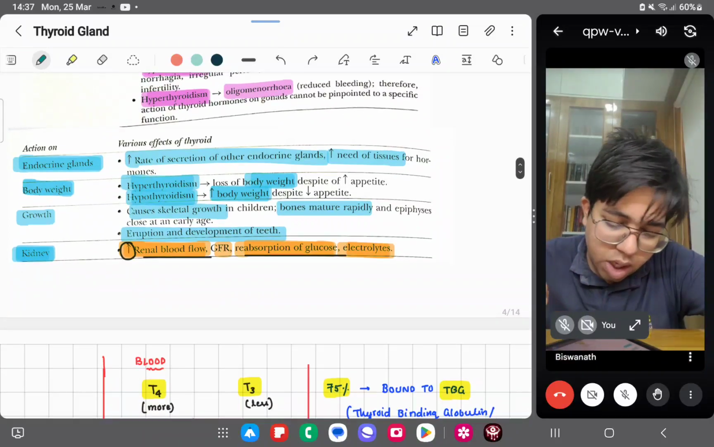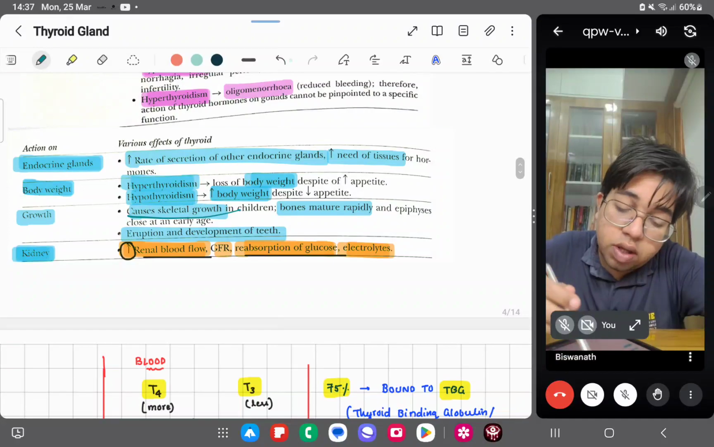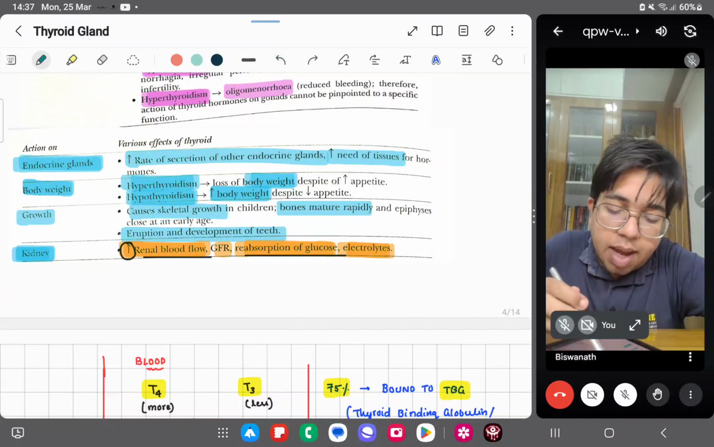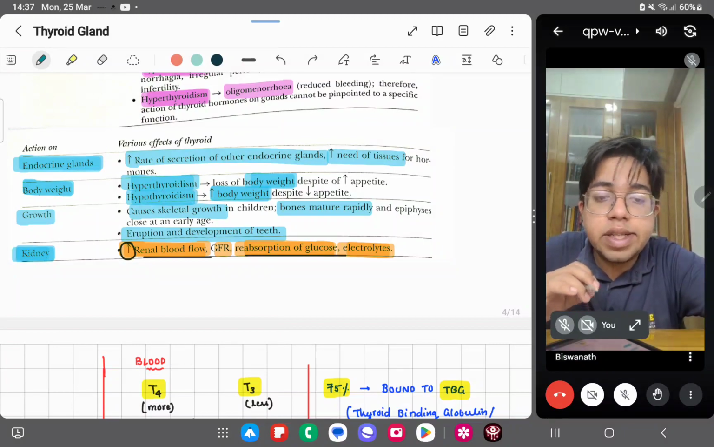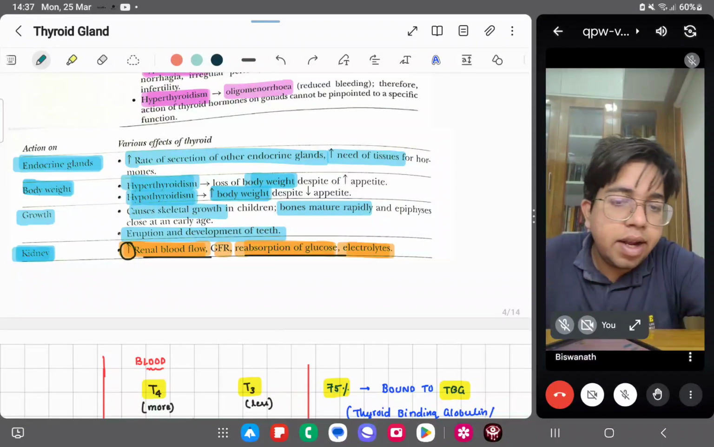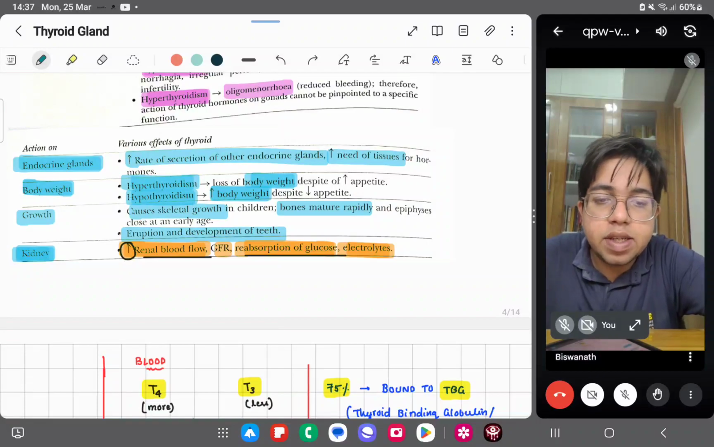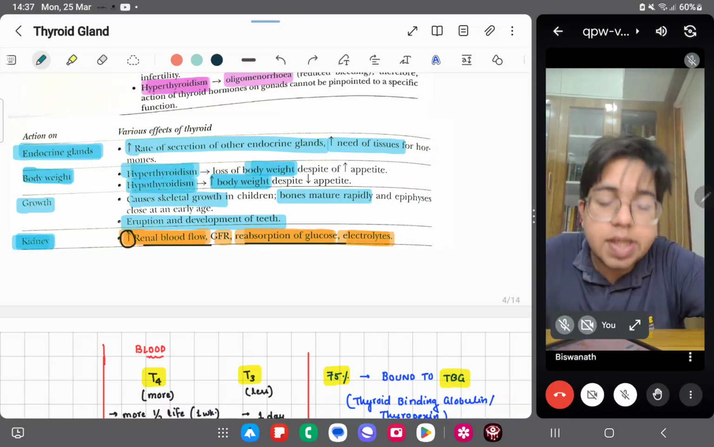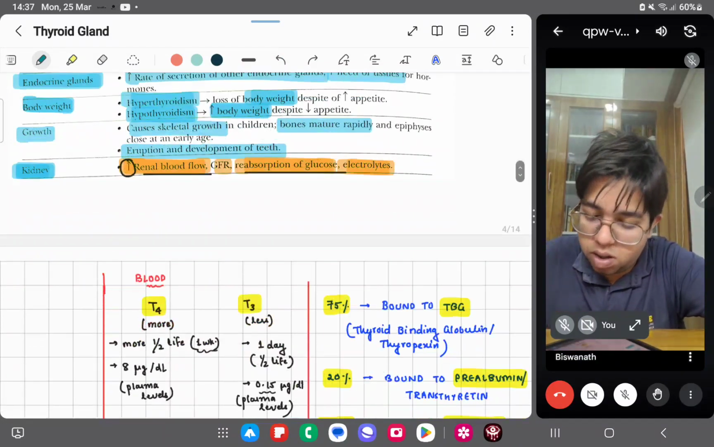Growth: it will cause skeletal growth in children and help in eruption and development of teeth. So a child with hypothyroidism will show this type of dental irregularities and increase in brittleness of bones. Kidney: it will increase all the metabolism, increase RBF, increase GFR and all.